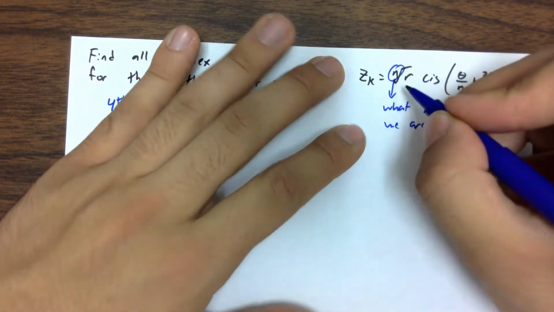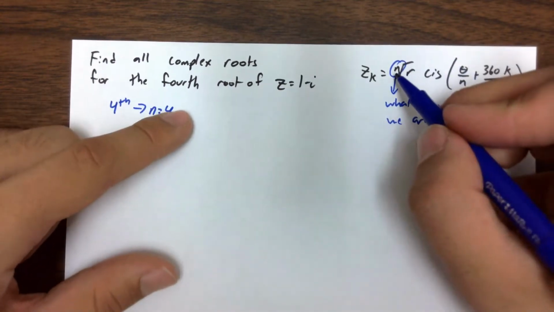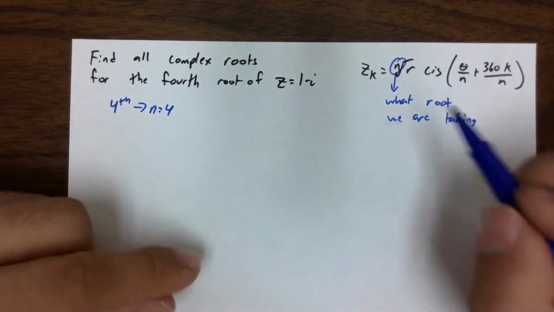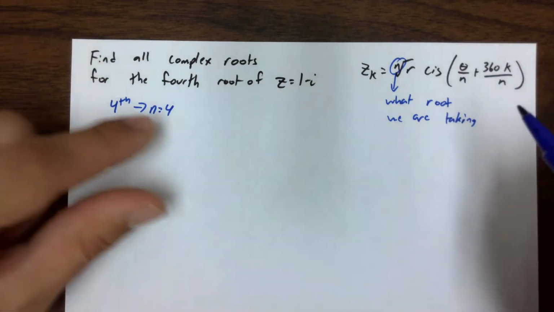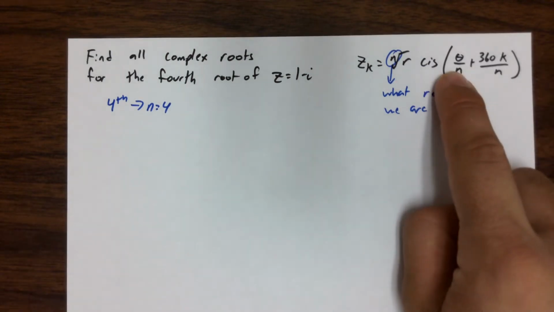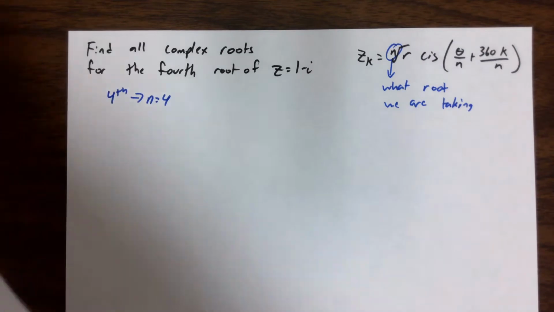So if it's the square root, it'd be 2. If it was a cube root, this would be the 3. If it's a fourth, it's a fourth. The fifth root, and so forth. So n is going to be the root that we are. So n is 4. The other thing, though, is that this formula is in complex polar. This is in complex rectangular. So I need to get it in polar.